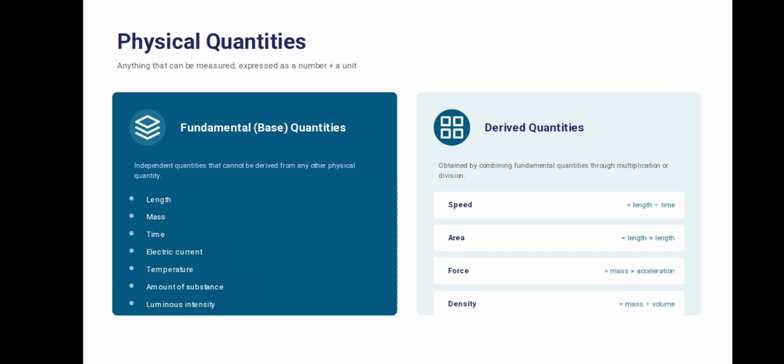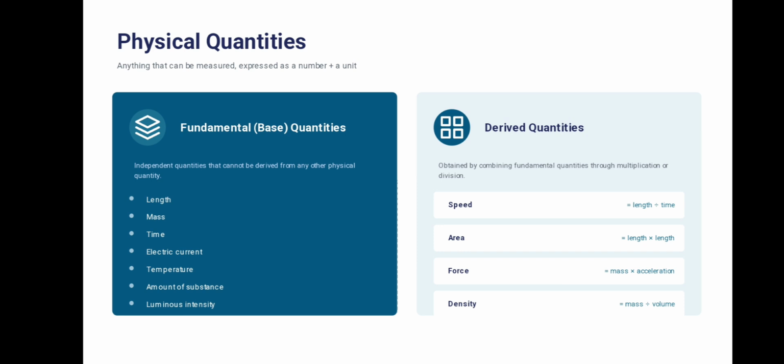First, fundamental or base quantities. These are quantities that are independent of each other and cannot be derived from any other physical quantity. Examples include length, mass, time, electric current, temperature, amount of substance, and luminous intensity.